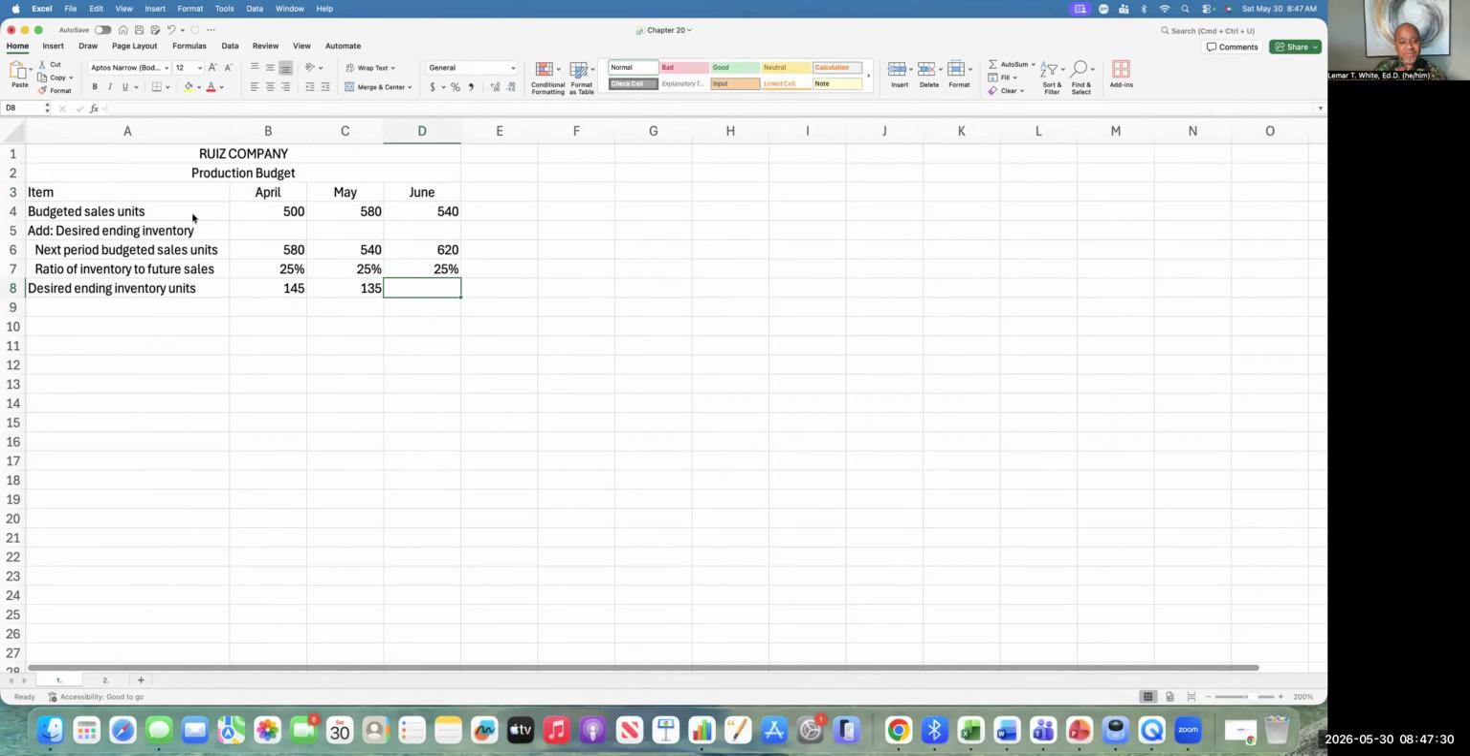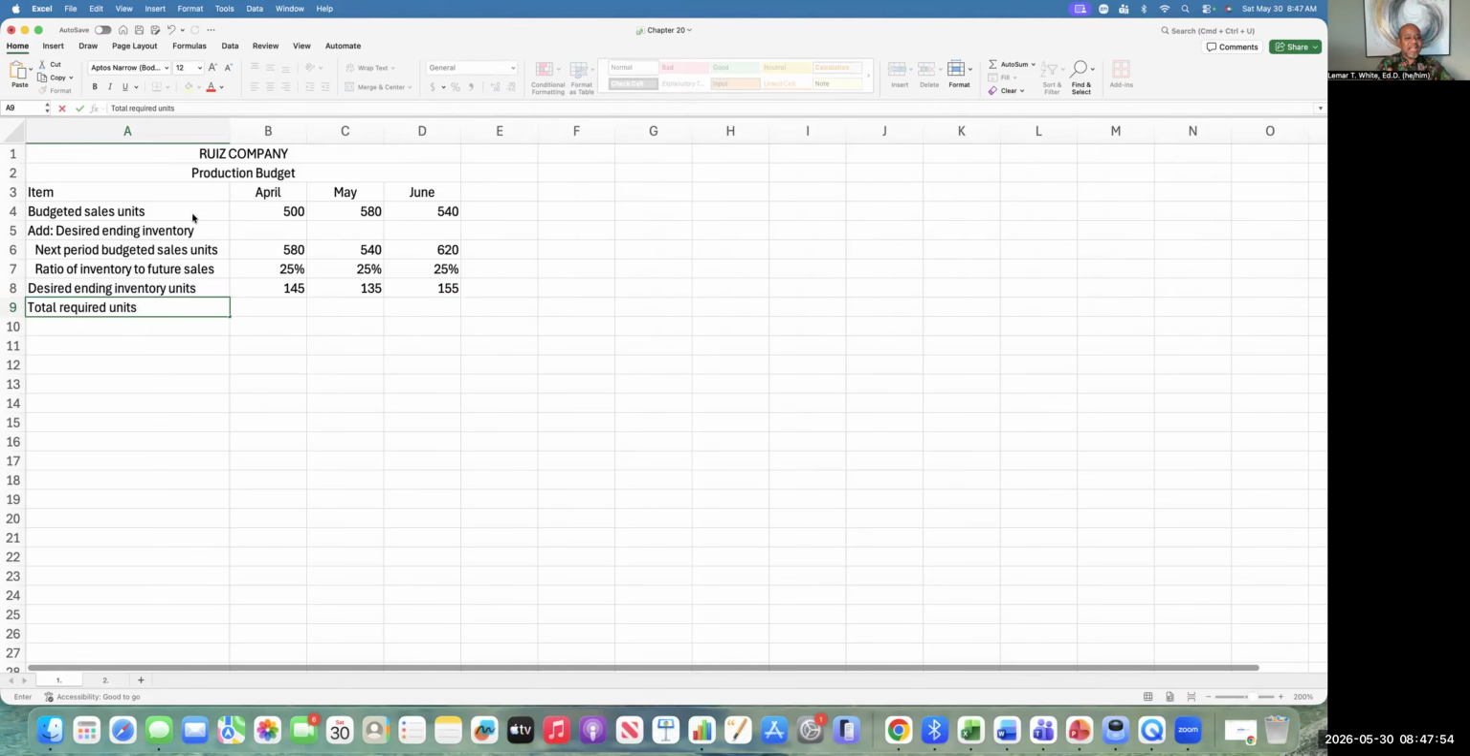And then June, it says I want my ending inventory units to be 25% of July's budgeted sales. And the question tells us that July's budgeted sales are 620. So I'm going to multiply the 620 times the 25%. And that gives me my desired ending inventory units. Next, I'm going to calculate my total required units.